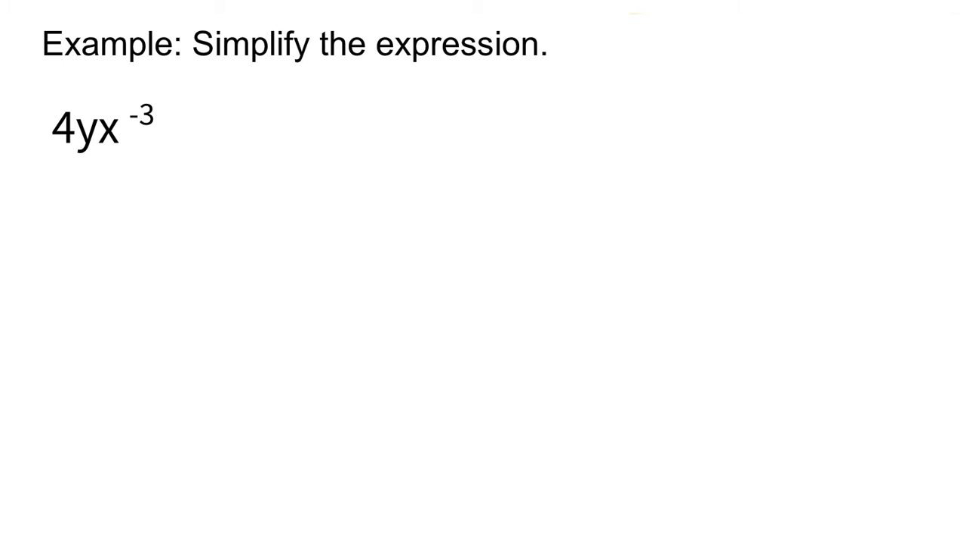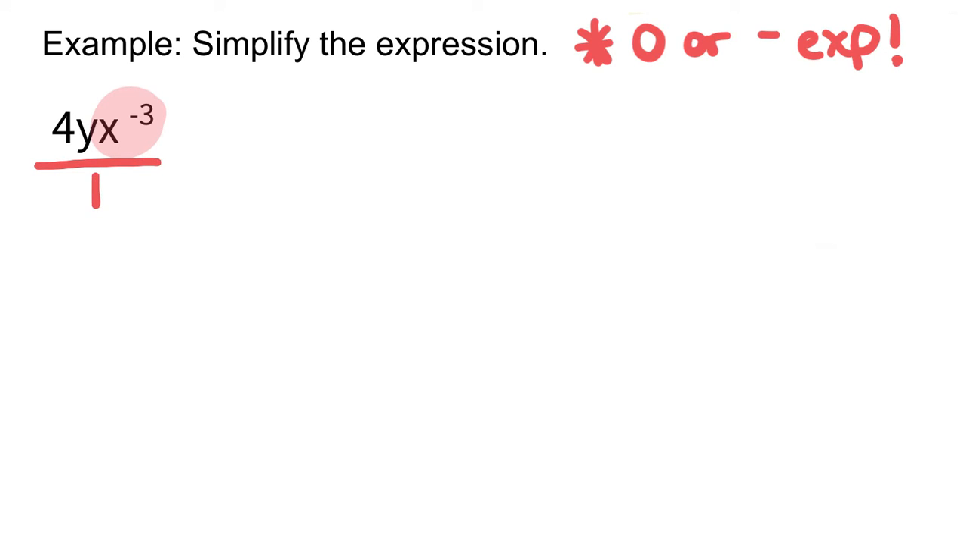So if I want to simplify this first expression, I have 4y and x to the negative 3. Now we are looking for 0 or negative exponents to simplify. And what I can identify is I have a negative 3 exponent, so I have this whole expression that I'm going to simplify. So what will happen is if I write this as over 1, this x to the negative 3 is going to go to the bottom.